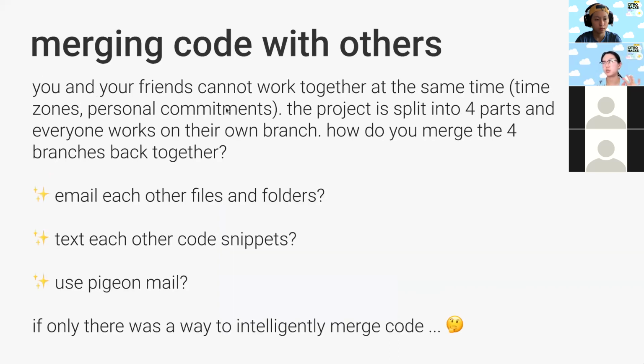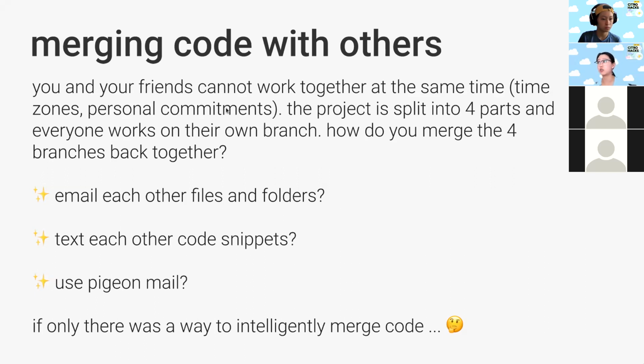Okay, so now let's get to merging code with others, or this is just merging branches together. But when you're merging with others, there's an extra step you might want to take. Your friends are also in different locations. You decide to split the project into 4 parts and everyone works on their own branch. So how do you merge the branches together?